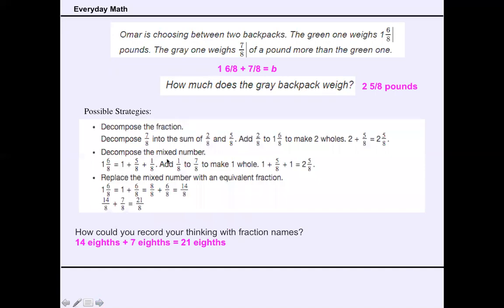Okay, so you could decompose the fraction. That's what we just did. Decompose 7 eighths into the sum of 2 eighths and 5 eighths. Add 2 eighths to 1 and 6 eighths to make 2 wholes. 2 plus 5 eighths equals 2 and 5 eighths. Decompose the mixed number. That's actually the one we did. Or we can replace the number with an equivalent fraction. That's what I showed you in the last problem. How could you record your thinking with fraction names? So this is the same as saying 14 eighths plus 7 eighths equals 21 eighths. Okay, if we're writing it out in words.